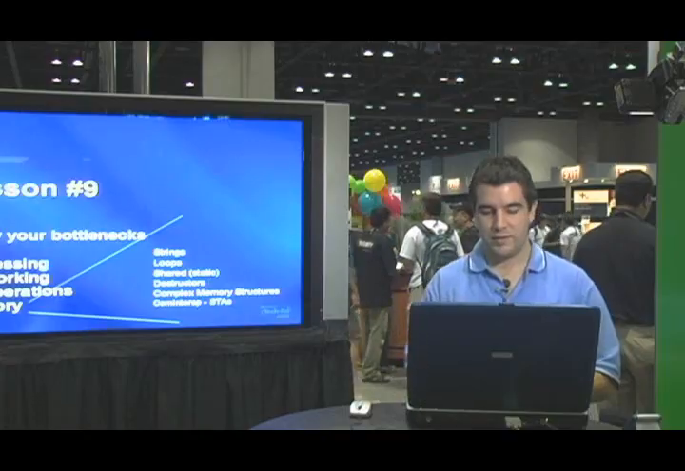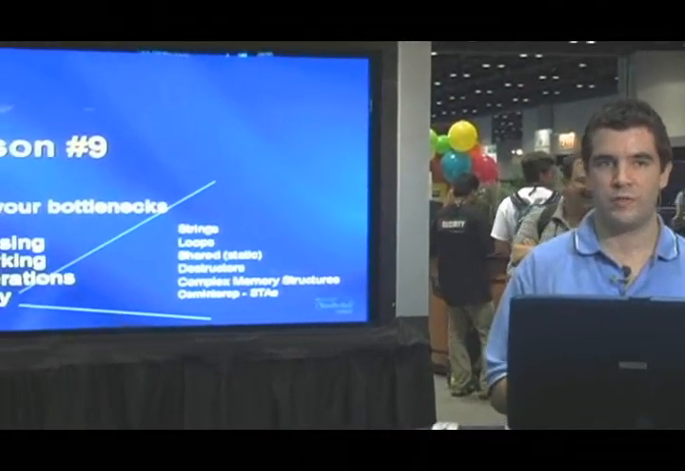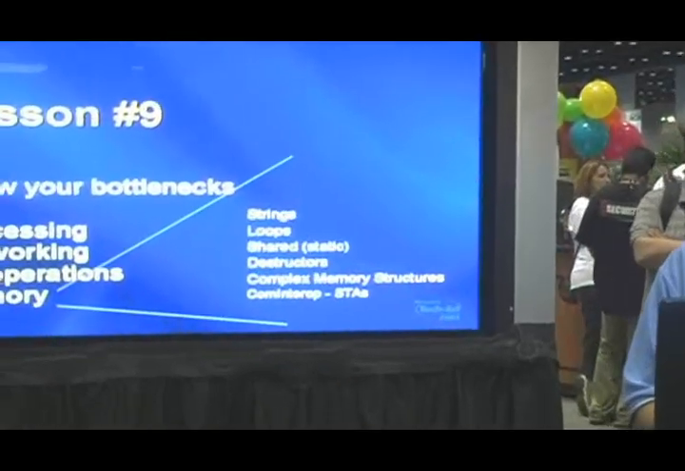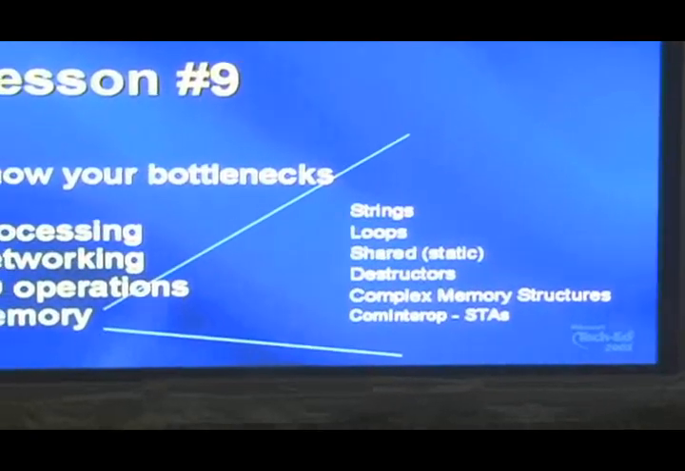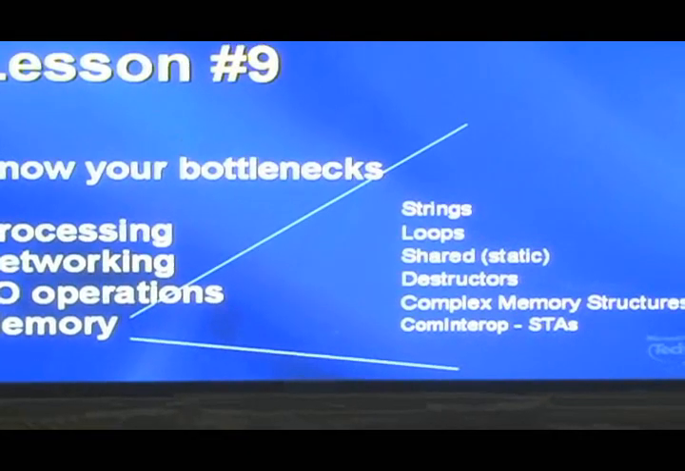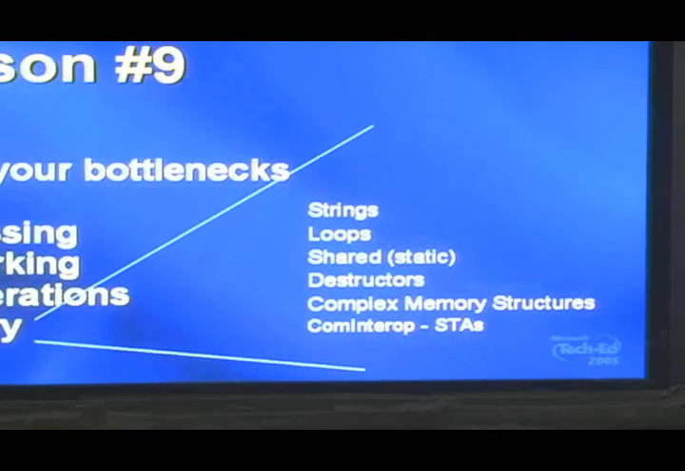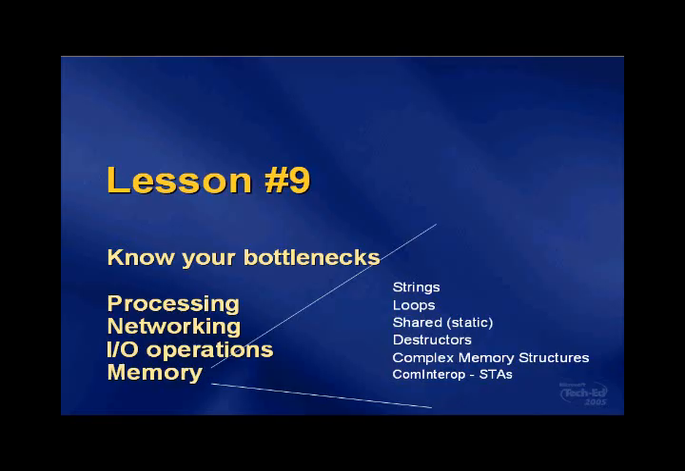Last but not least is memory management, where you should avoid certain operations, especially concatenation of strings inside loops, managing shared state, or using destructors. All these things affect the amount of memory and the way that the garbage collection is working. Complex memory structures, as I said before, data sets, arrays, or any other generic collections might also be causing a bottleneck. And the last point is COM interop.